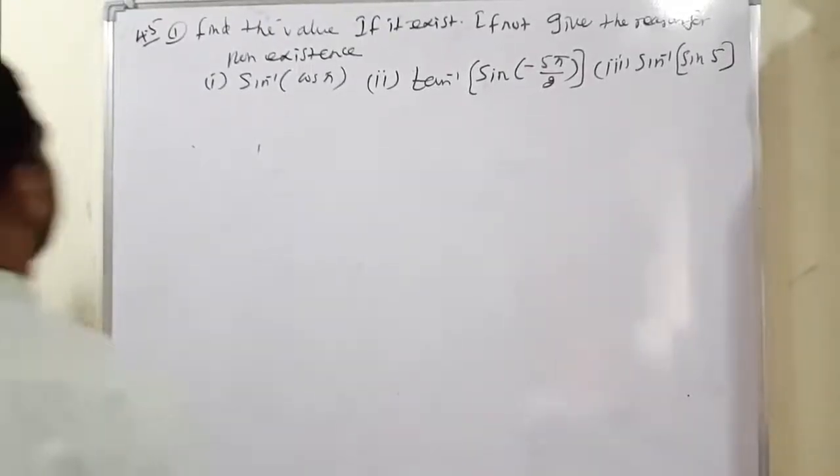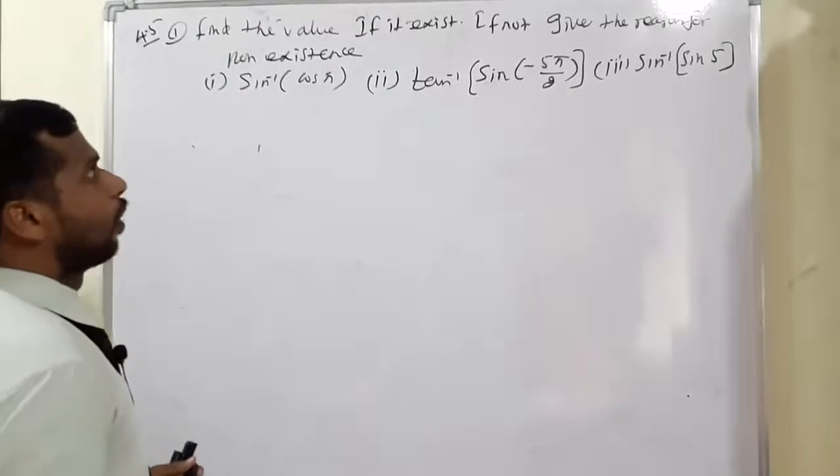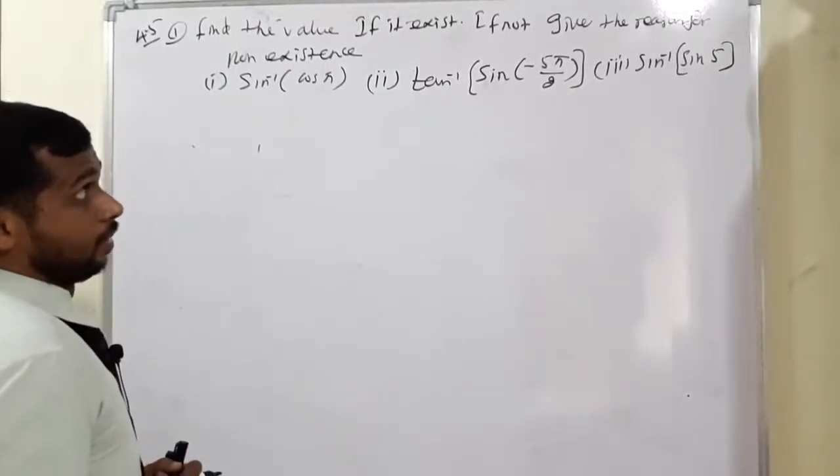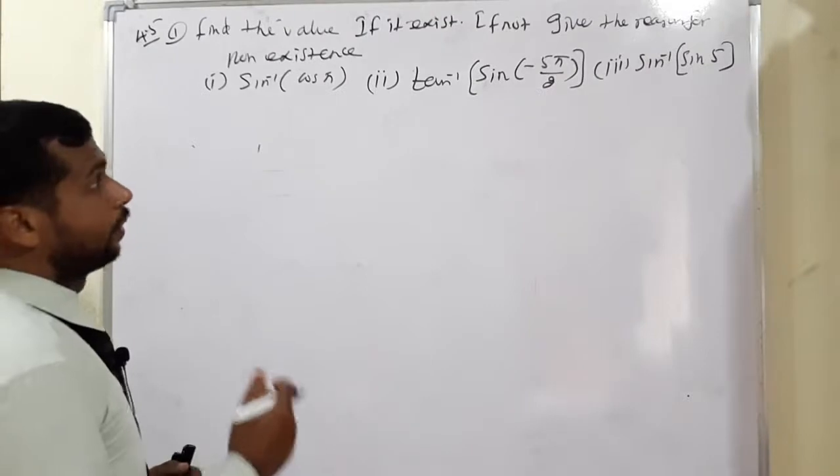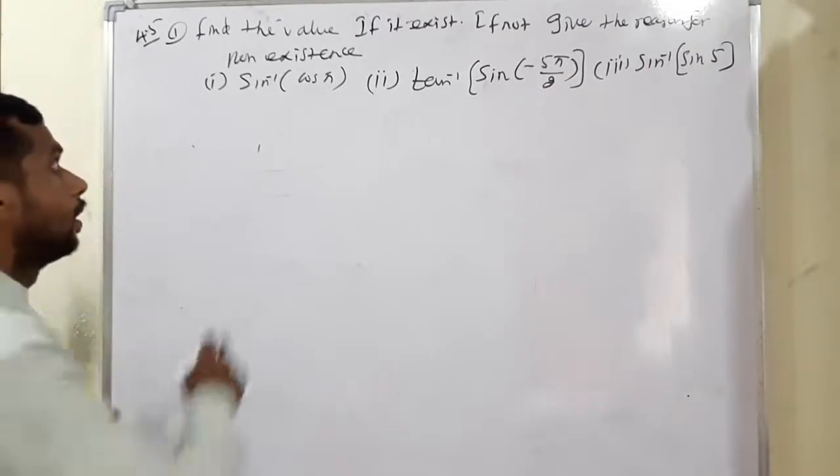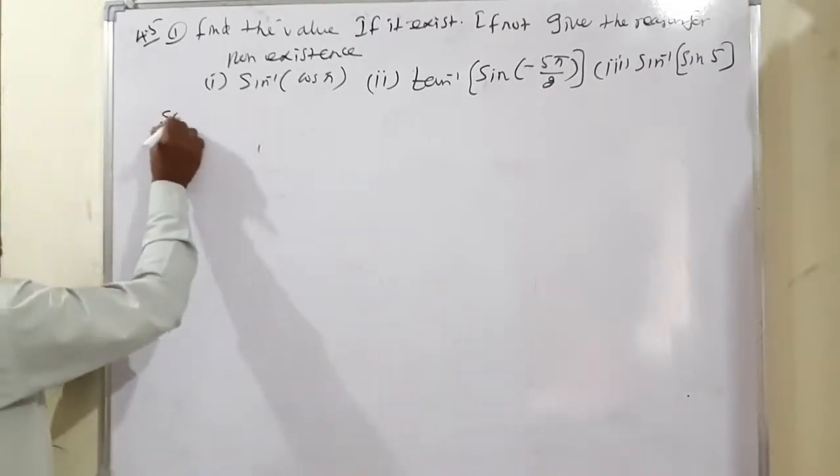Moving to exercise 4.5, question number 1. Find the value of the following if it exists. If not, give the reason for non-existence. Okay, one by one we can discuss the solution.